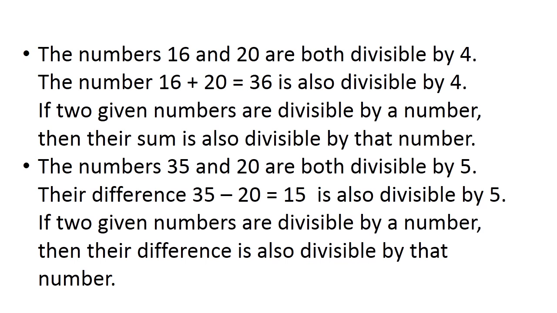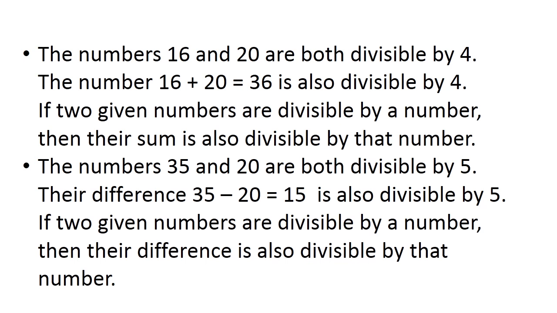The numbers 16 and 20 are both divisible by 4. The number 16 plus 20 is equal to 36, which is also divisible by 4. So we can say if two given numbers are divisible by a number, then their sum is also divisible by that number. The numbers 35 and 20 are both divisible by 5.